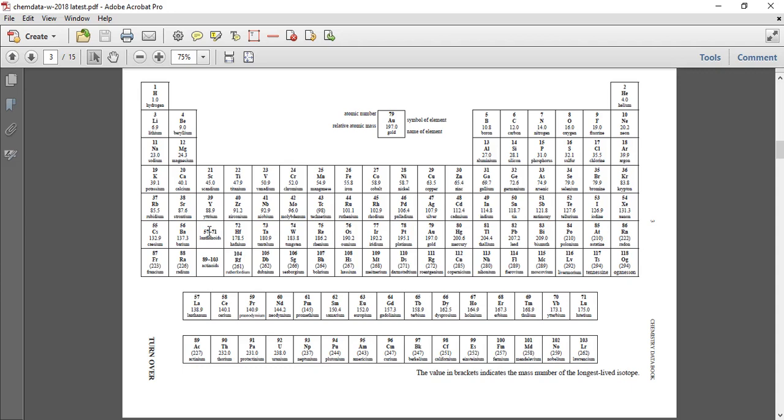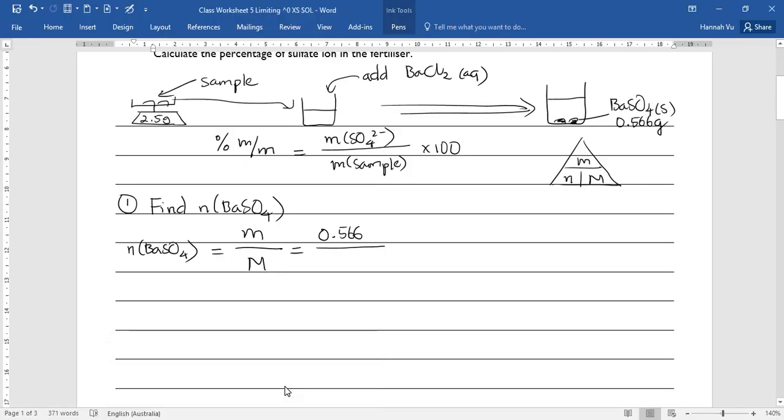Barium is here. So barium is 137.3, sulfur is 32.1, and 4 times 16. So 233.4 is what I got for the molar mass of barium sulfate. So the number of mole, 0.566 divided by 233.4, is 0.00243 mole. So this is the number of mole of barium sulfate.